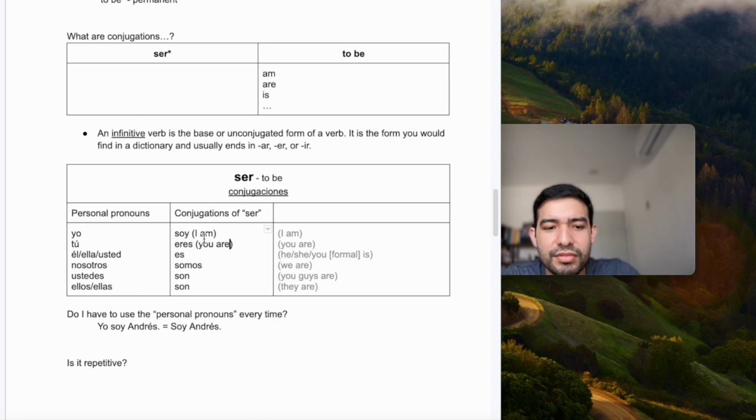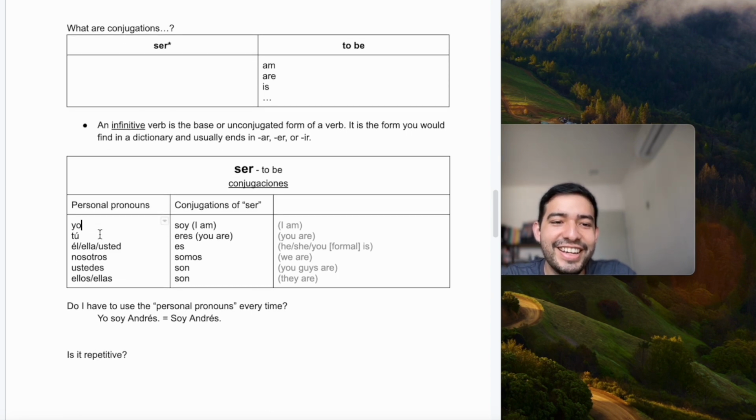So wait a minute, doesn't this look kind of repetitive? Yes, because yo means I, right? So yo soy basically means I am. Tú eres, well, tú means you, and eres is you are. That's why we often drop this, because just by looking at the conjugation, we know who we're talking about. So yes, it is repetitive, and that's why I added this question here.